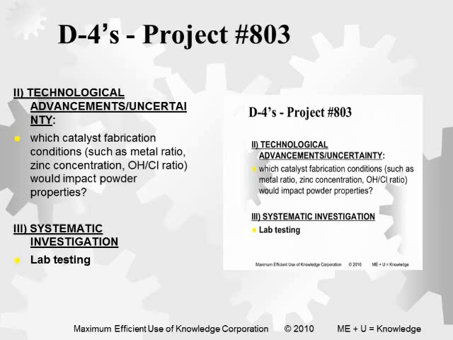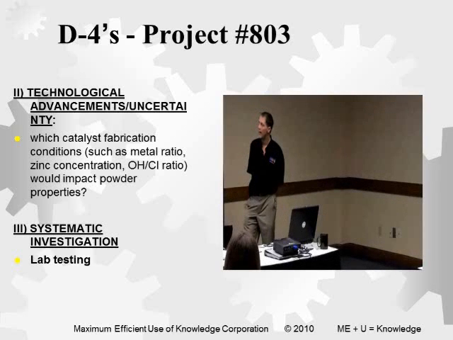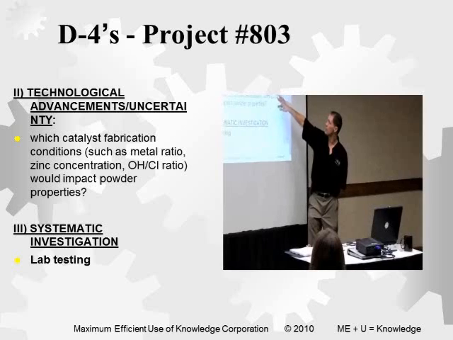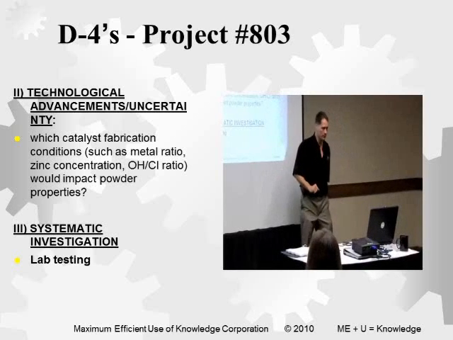So what we're told, the technological uncertainty here is what are the fabrication conditions that cause the variances? What are the main things that if these things start to go out of whack from a norm are going to cause noticeable variations in the end product? And they hypothesize that the main ones are the metal ratio, zinc concentrations, and hydroxychlorine ratios.